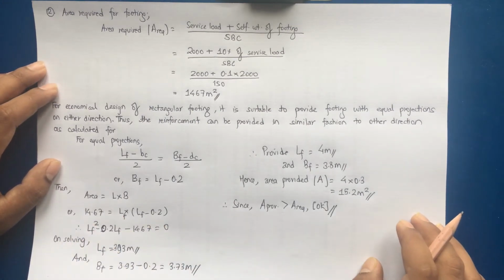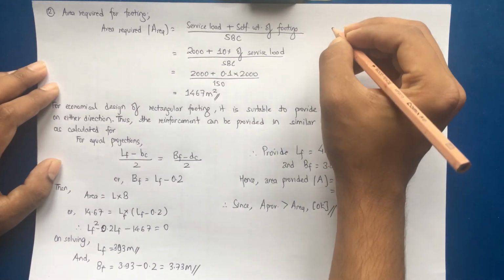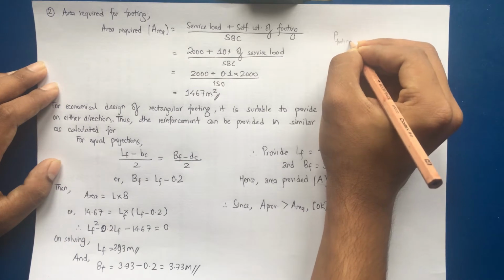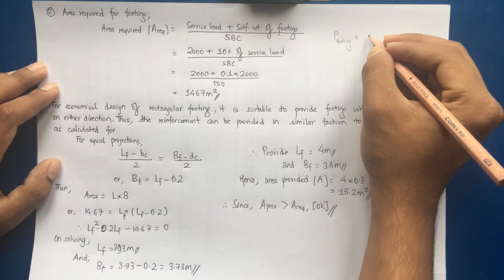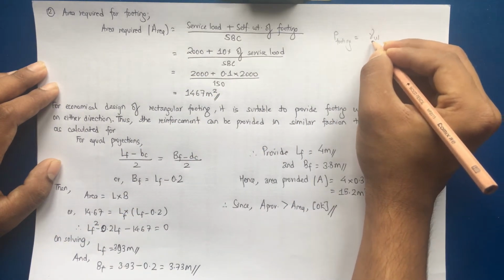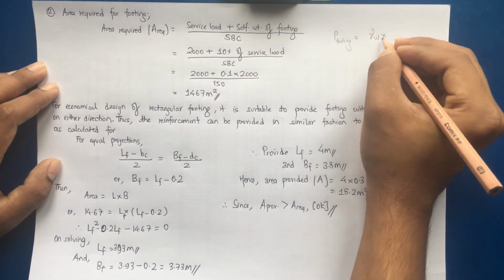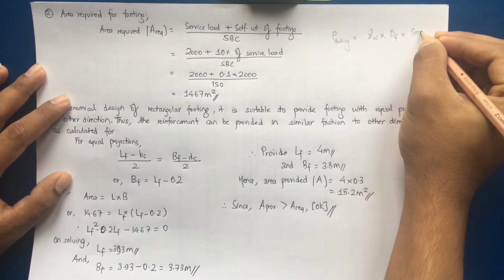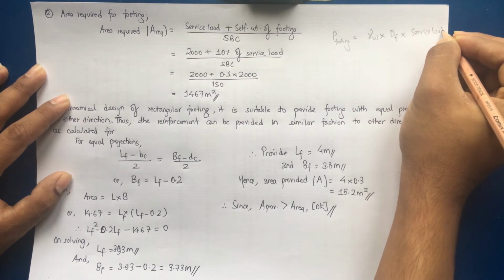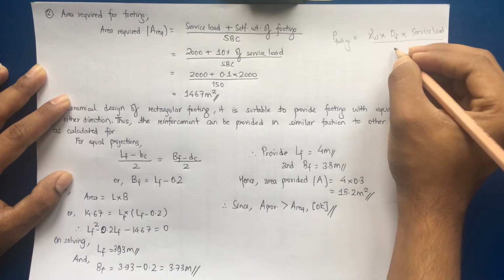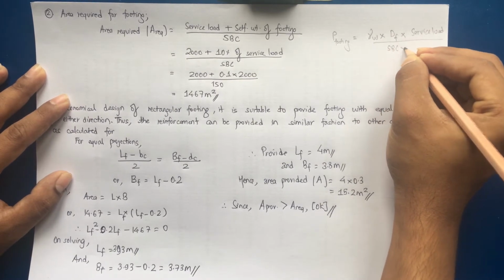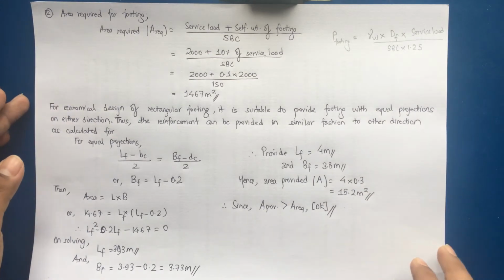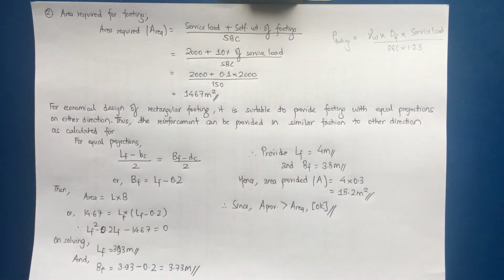The general formula is self weight of footing is equal to gamma W, that is weight of soil, multiplied by depth of footing multiplied by service load divided by soil bearing capacity into factor of safety. We'll take this as 1.25, or it can be taken as 1.3. So from this also we can find the self weight of footing.